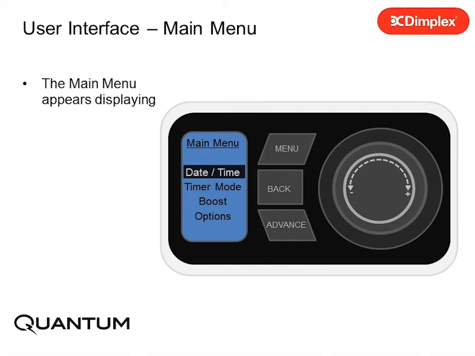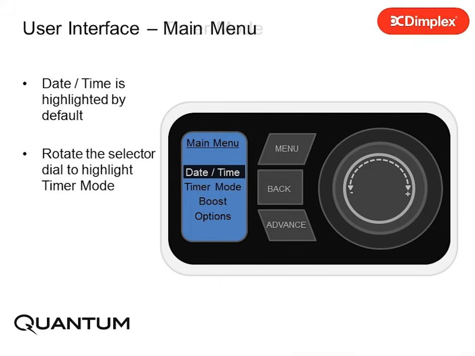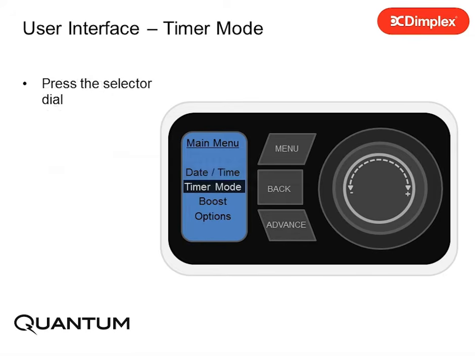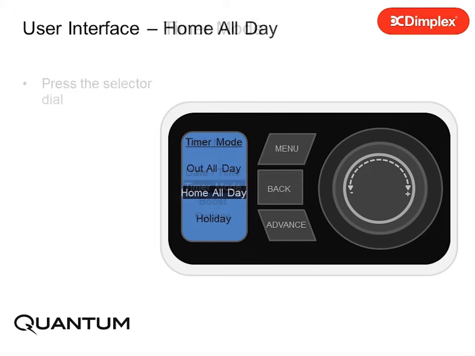Press the menu button to access the main menu. The main menu appears, displaying date and time, timer mode, boost, options. Date and time is highlighted by default. Rotate the selector dial to highlight timer mode. Press the selector dial to access the timer mode. The timer mode menu is displayed.